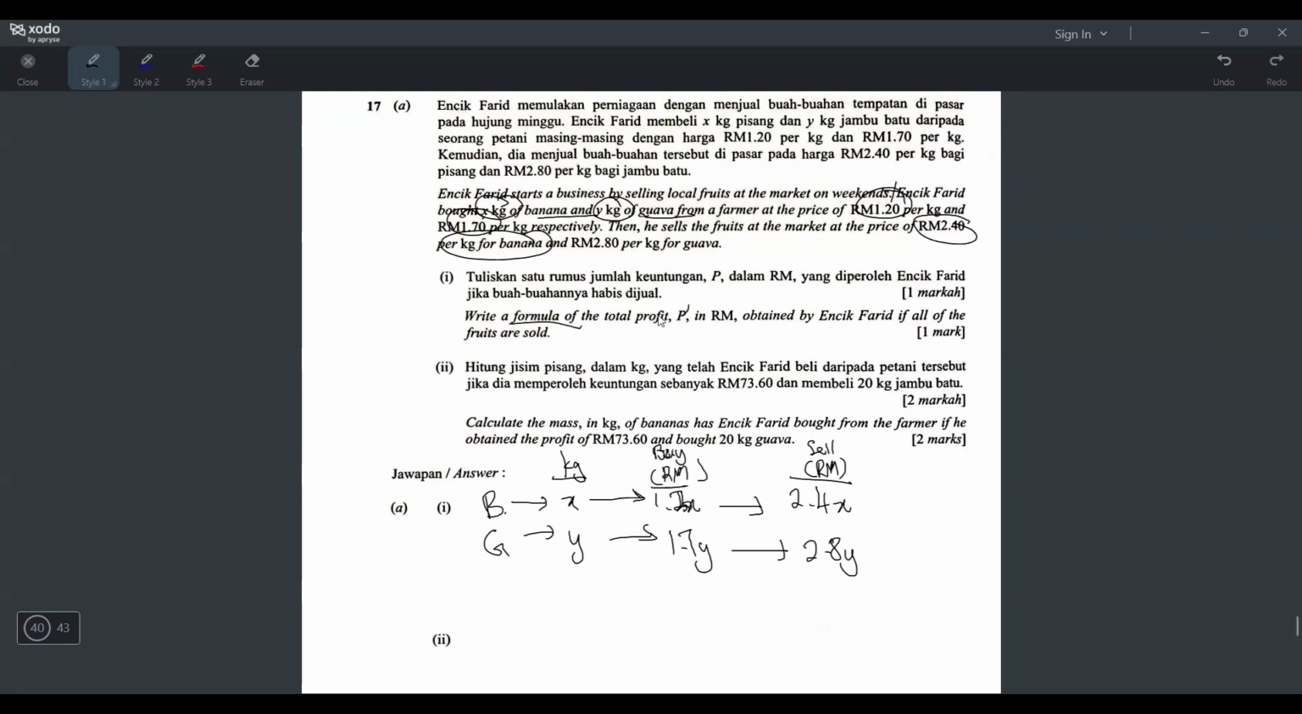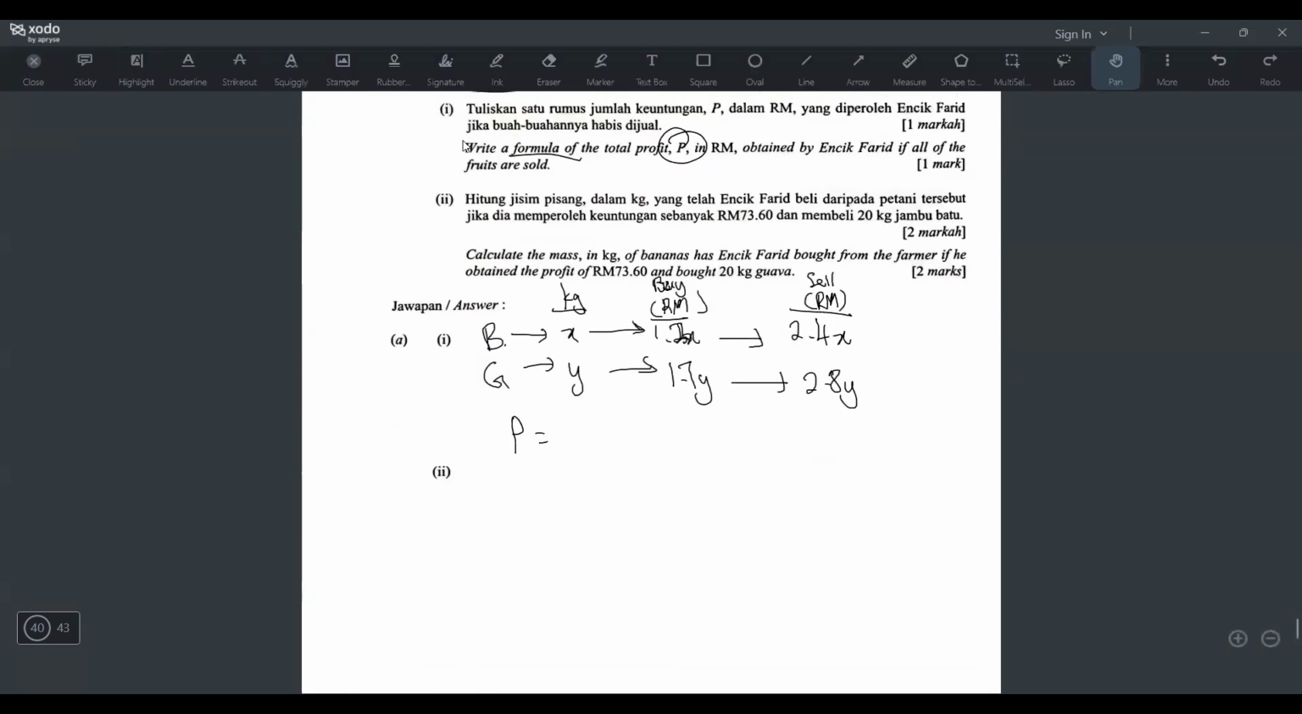Okay, so now let's do number one. Write a formula for the total profit P. So P stands for profit obtained by Encik Farid if all the fruits are sold. Okay, the total profit will be what? You have the formula for profit: take the selling price minus the buying price, right? Because when you sell 2 ringgit 40 cents, but you buy 1 ringgit 20 cents, the profit will be the difference lah. Please don't tell me you will get profit 2 ringgit 40 cents. No, no. The profit you get is not 2 ringgit 40 cents. You have to minus with the buying price, right?